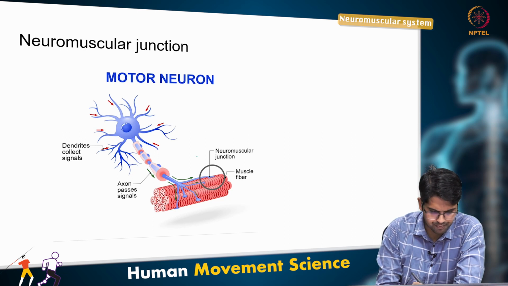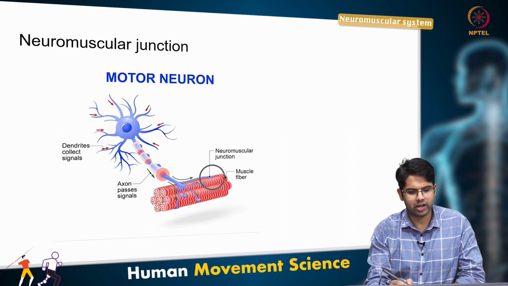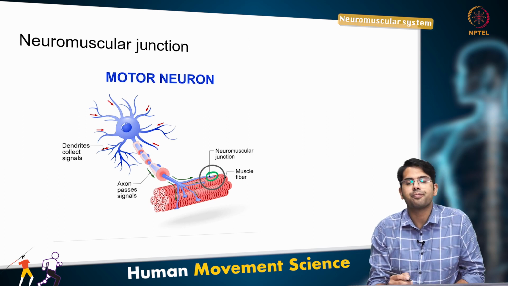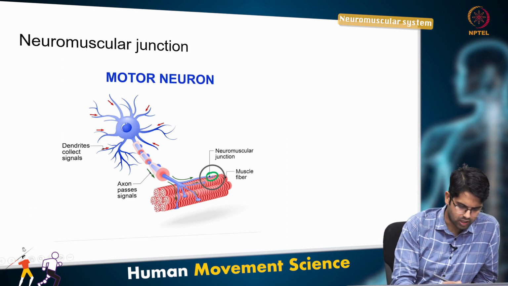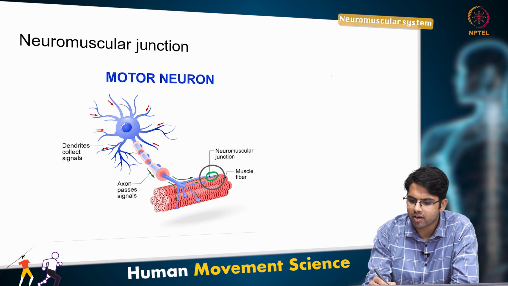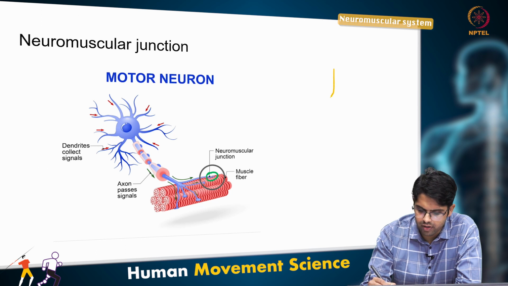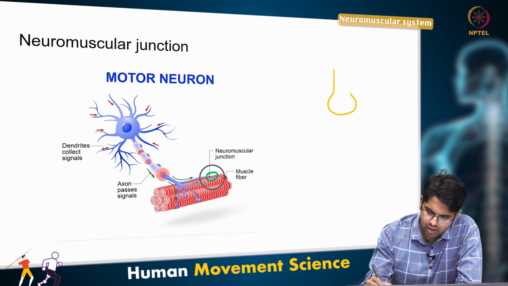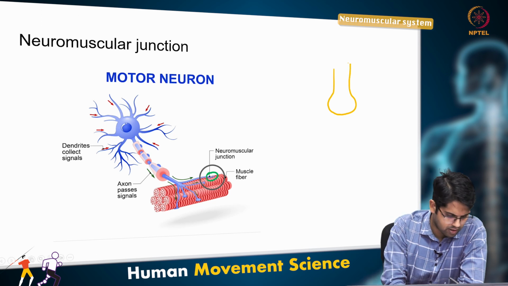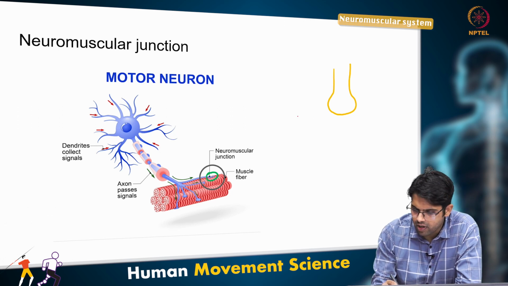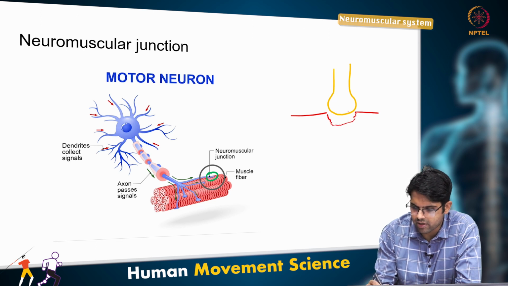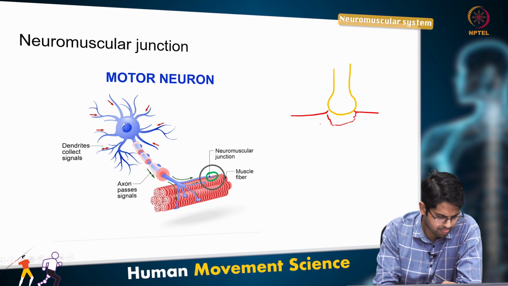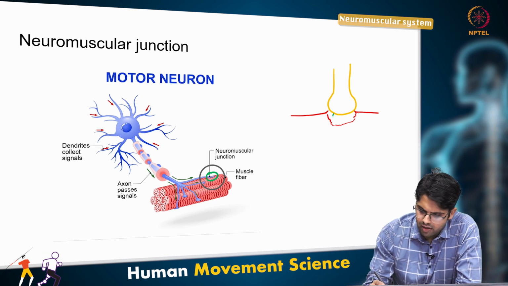So let's look at the motor unit and neuromuscular junction, right? So how does this neuron actually attach? So I'll draw a representative figure. So you have your neuron's endpoint coming in, and you have your muscle fiber inside. And there's a small gap.